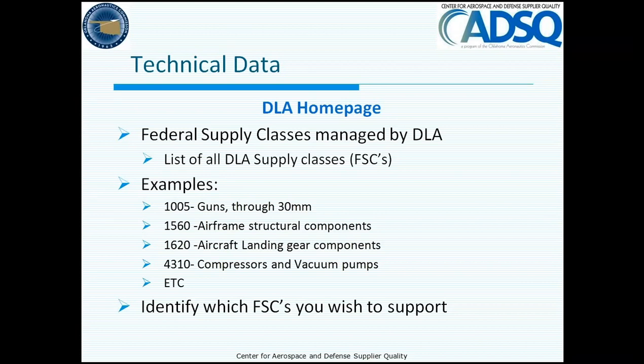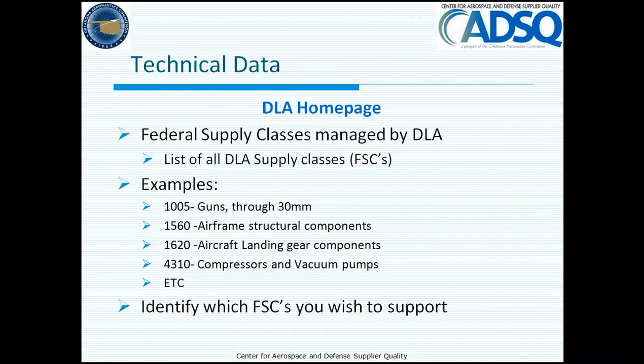For example, Federal Stock Class 1005 is for guns through 30 millimeter. What that could mean is the government could buy guns in that federal supply class, or it might be that the federal government repairs guns. And when they repair a gun, they will need parts to repair it. So they will go online and solicit bit and piece parts for the guns to repair them.